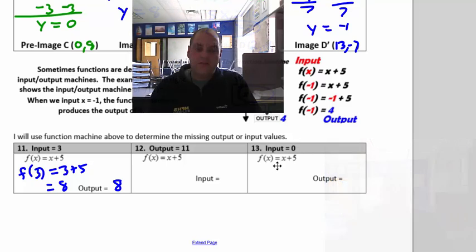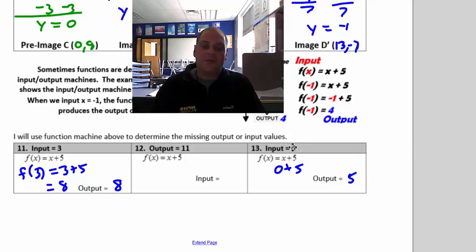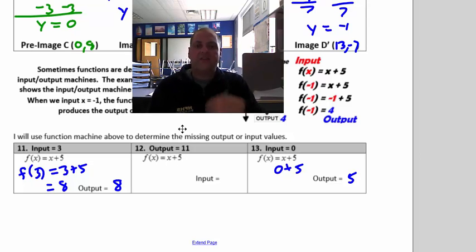Over here, input 0, 0 plus 5, output 5. So if you have an x plus 5 and you're inputting a 0, you're going to get an output of 5. Here, I'm given the output. The output is like the y. It's like the f of x. So we're going to say x plus 5 needs to spit out 11. Well, what do I need to do to spit out an 11? What do I have to put in? What plus 5 equals 11? I have to put in a 6.